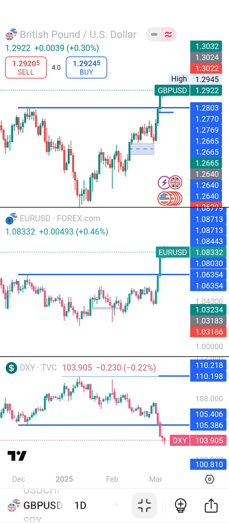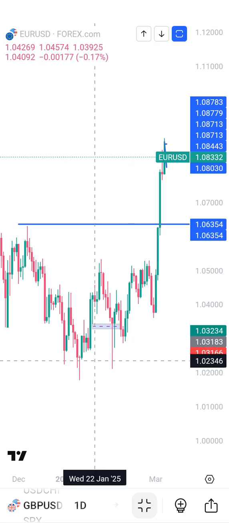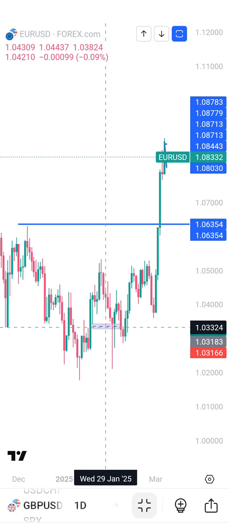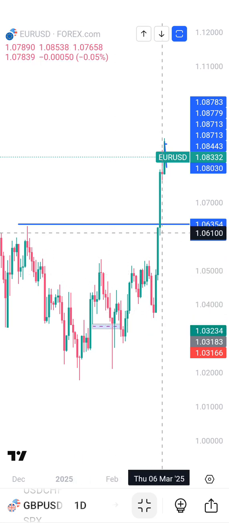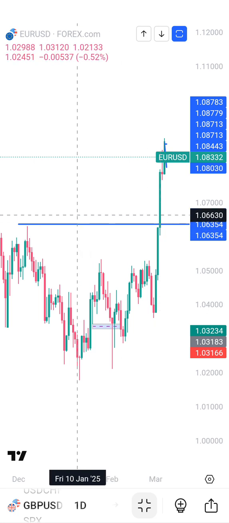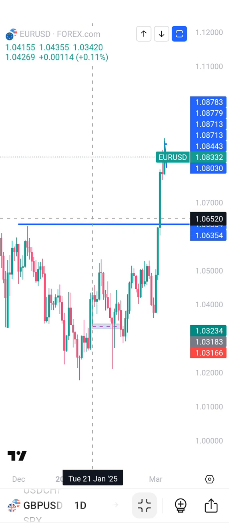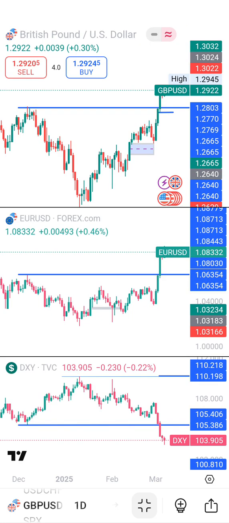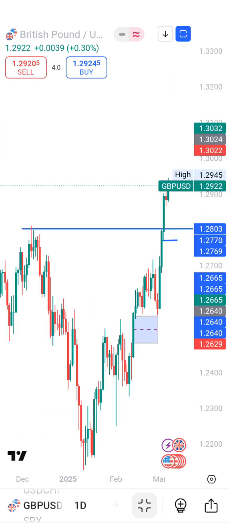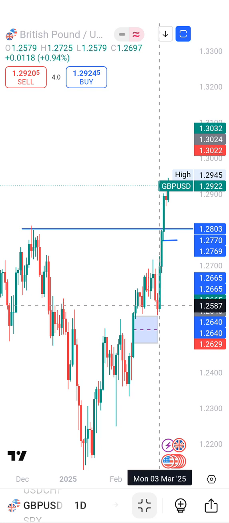Okay, on EURUSD, you can see this was the place we worked on. Later the market dropped down here, and boom, to the upside. This was the target we marked prior to this time, and the market went through it and closed massively on a bullish run. Then on GBPUSD, you can see what happened on Monday last week.